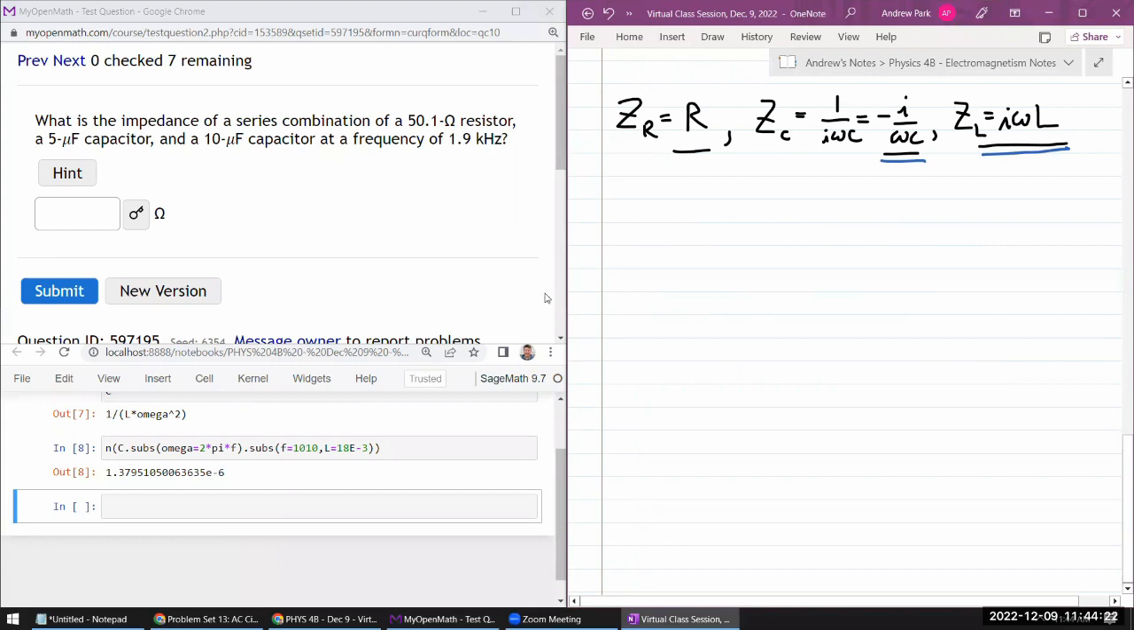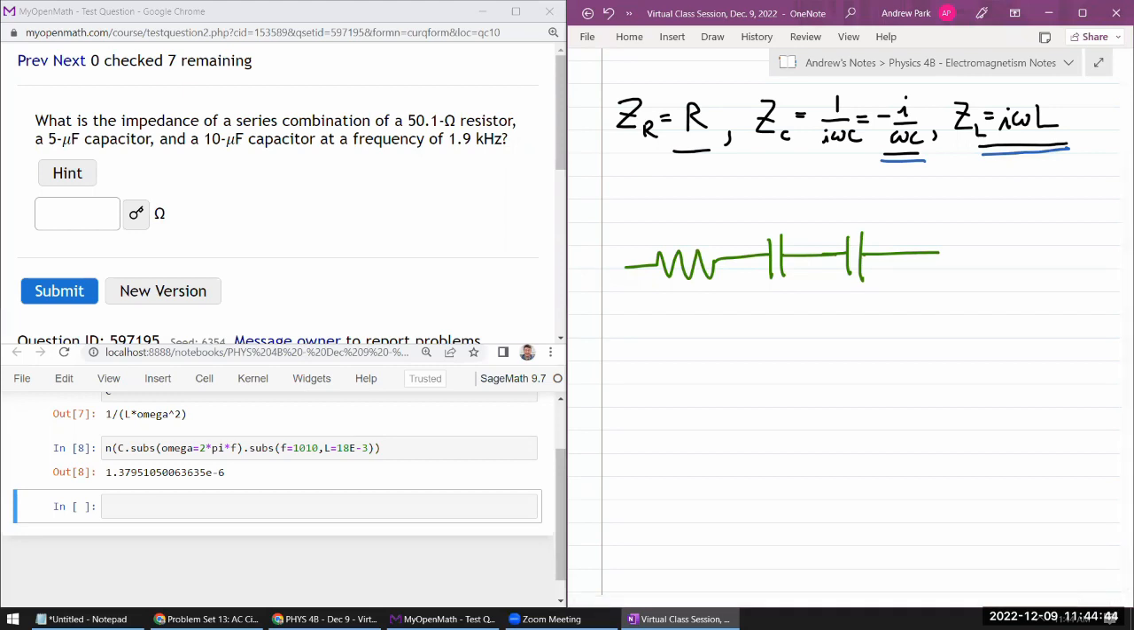It's asking about a series combination of these circuit elements. So I have a resistor of some given resistance, and I have a capacitor of some given capacitance. Oh, and another capacitor of some given capacitance. Okay, I think I can just add them all.